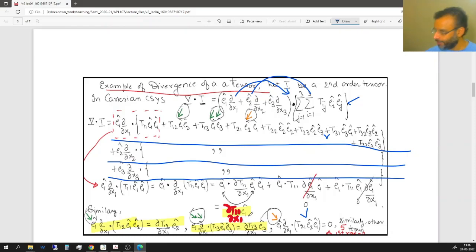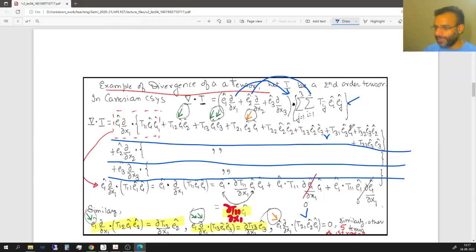If you go to the second term here, let it dot with E1 del x1, you can show that the only surviving term will be del T12 del x1 E2. Then you go to the third term here, the only surviving term after this spatial derivative and the dot operation has been done, you will get del T13 del x1 E3. Beyond these 3 terms in the first row, you will not get any survivors.